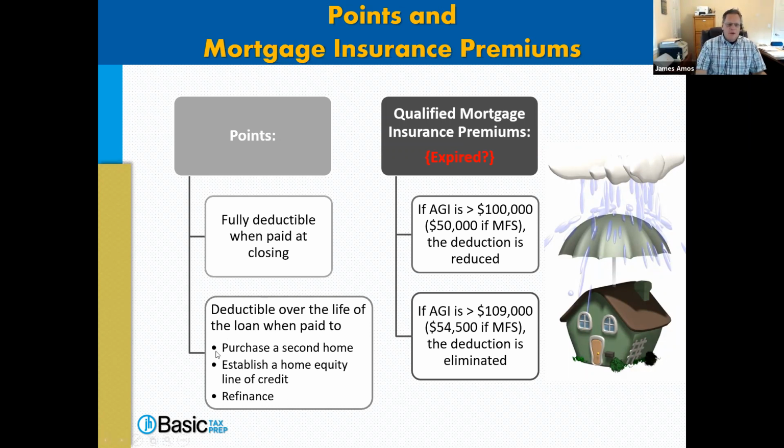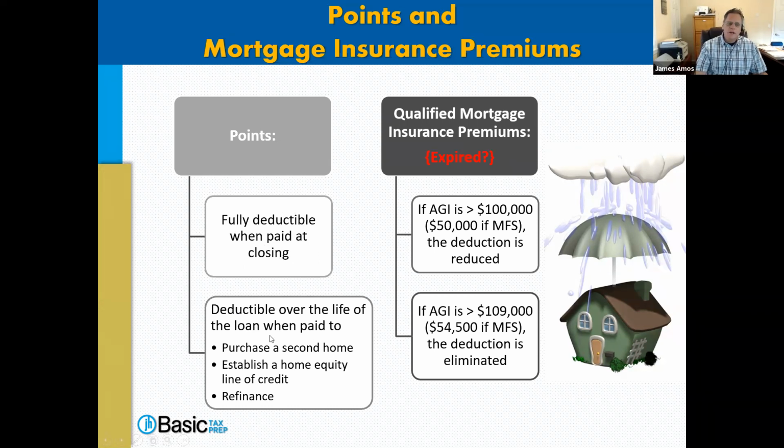Now, there is one exception basically to the fact you take it over the life of the loan, and that is when you're first purchasing a property. You can potentially do this first one. When you're first purchasing a property, it can be fully deductible when paid at closing. So if you paid $5,000 in points and you purchased the property in the first year, you can take all $5,000 as if that was all interest you paid in that year.